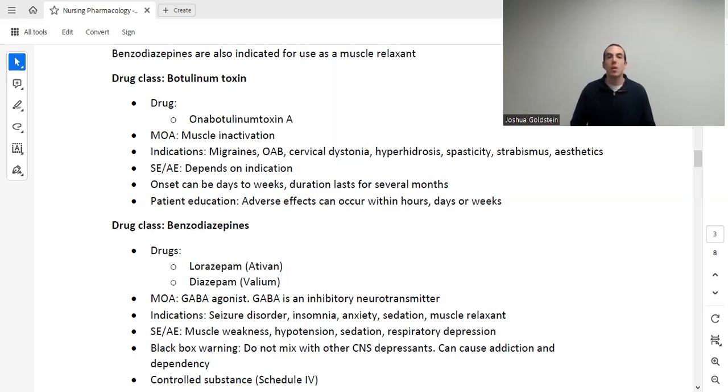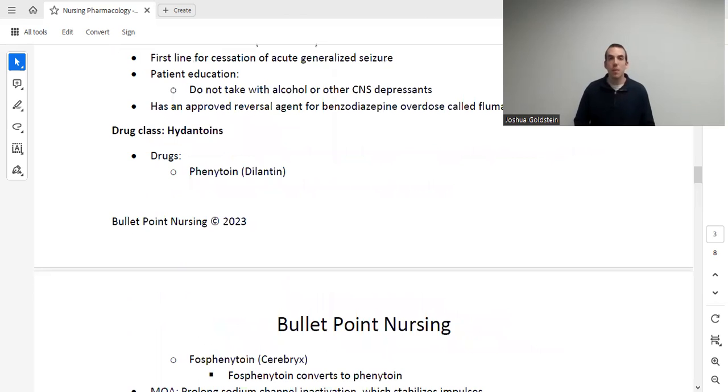These do have a black box warning, as do all controlled substances, that they can cause addiction and dependency and have a risk for abuse. Another black box warning is do not mix this with other CNS depressants, since it is already a CNS depressant. If we mix it with another one, we're going to get too much effect. This is a controlled substance, a Schedule 4. Patient education, we already said, relates to that black box warning. Do not mix it with alcohol or other CNS depressants.